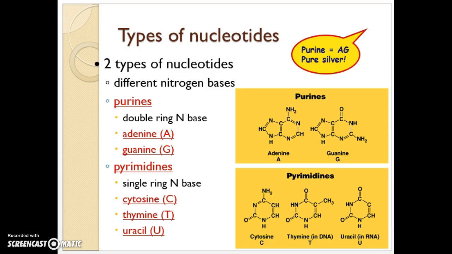So the purines are simply a double ring nitrogenous base. So they're larger bases. And specifically, adenine and guanine are the purines. So you can see that clearly in the picture here, that they're a 2-ring structure. And the pyrimidines are just a single ring structure. And they're made up of cytosine, thymine, and uracil.